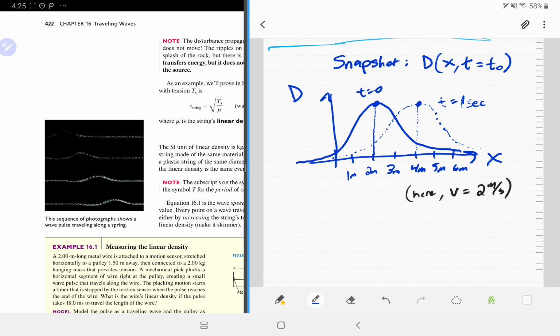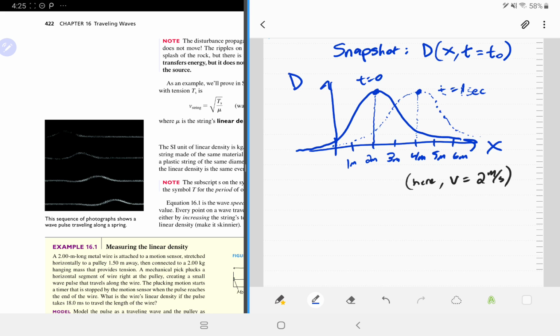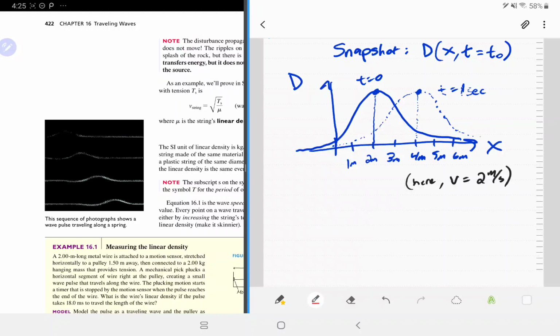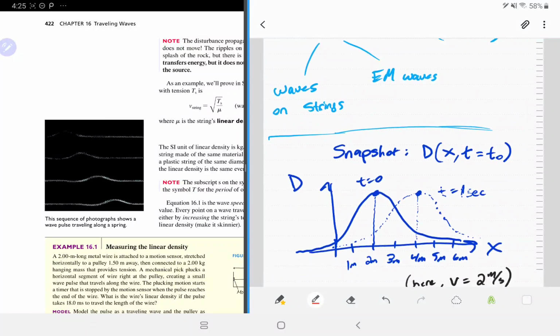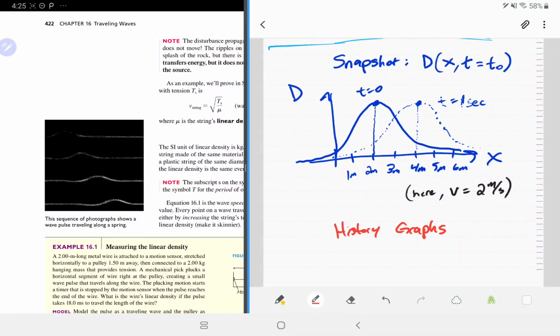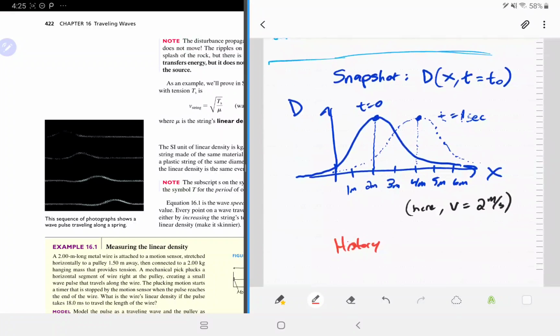Okay, now there are other types of graphs that you'll see that tell a different kind of story for the same wave. So we're just going to describe the same wave, except now we're going to describe it in terms of history graphs, I guess just to be consistent with this.